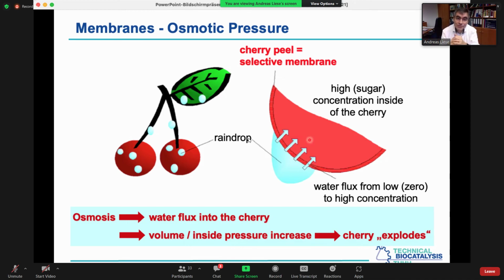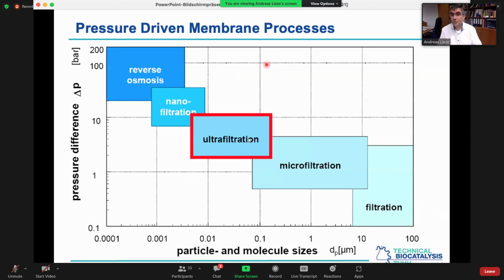And that is the reason why in summertime, with sun and rain, cherries explode, because we have too much water being transported inside. What should be the message of these examples? They are selective membranes, and that's true for the cherry, because I haven't seen any time in my life a cherry that is leaking water. So water transport is just in one direction. And that is because of this osmotic pressure, because of the concentration difference.